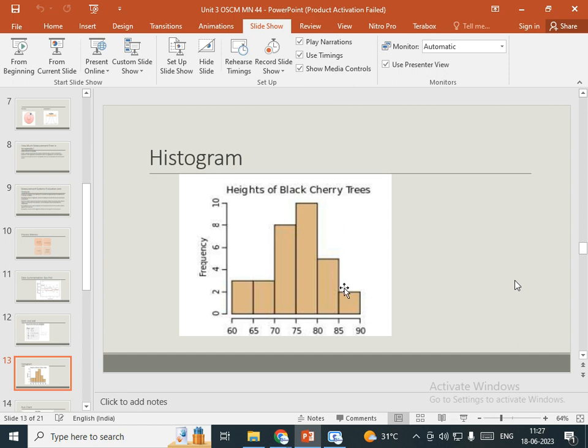Now we can see the highest peak. From the highest peak, we can calculate the mode. So the mode is at the highest peak, that is, it is between 75 to 80. So we have seen the box plot, the stem and leaf diagram, then the histogram.